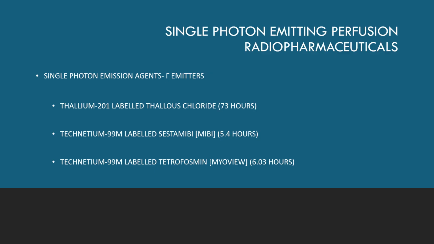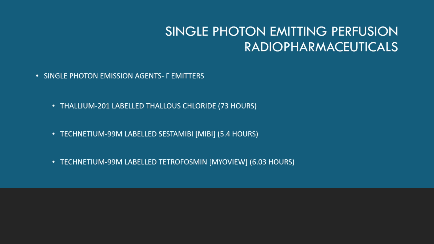It is all under nuclear cardiology. So what are those single photon emitting radiopharmaceuticals? Examples are thallium-201 labeled with thallous chloride or thallium chloride. This has a half-life of 73 hours. Then you also have technetium-99m, which is labeled with Sestamibi. It's also called MIBI, with a half-life of 5.4 hours.